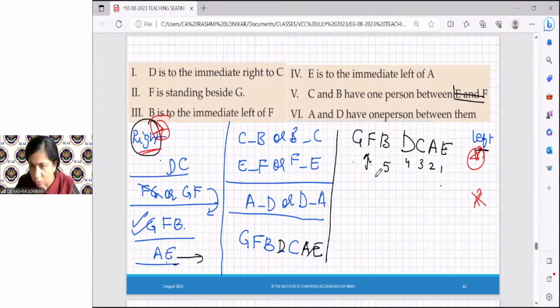E is immediately right to D. Yes. F is to the immediate right to C. Yes, it is correct, Swati, because these are singers who are facing the audience. Okay, therefore this question is different.